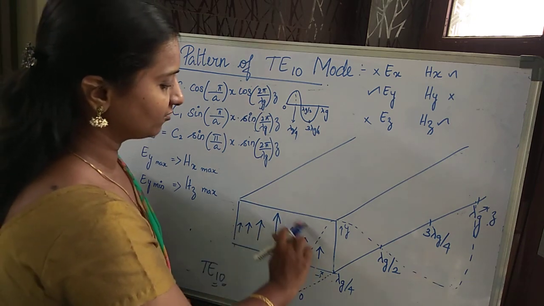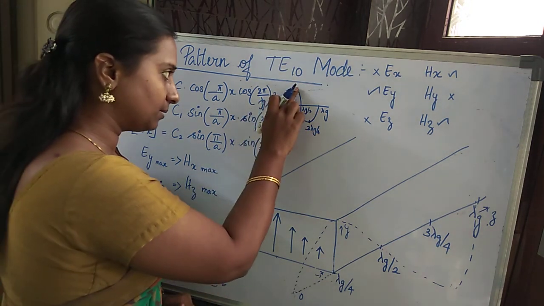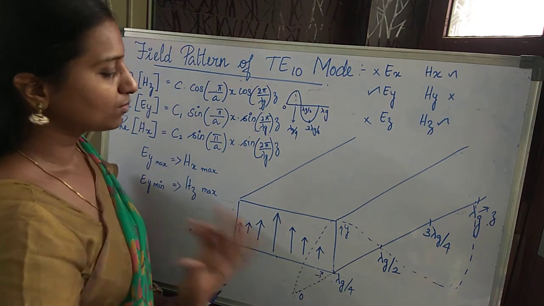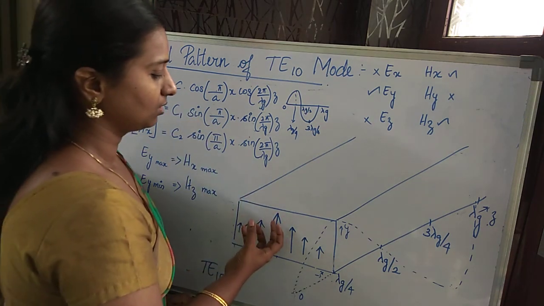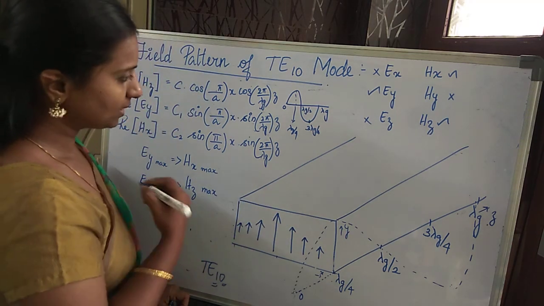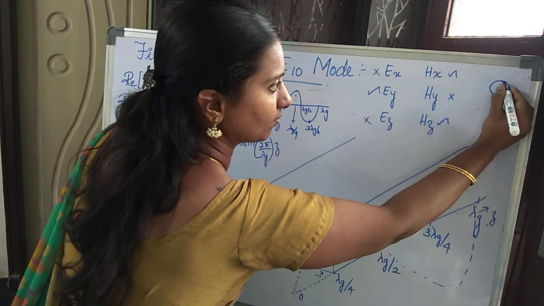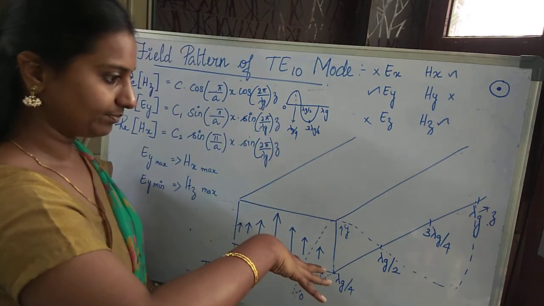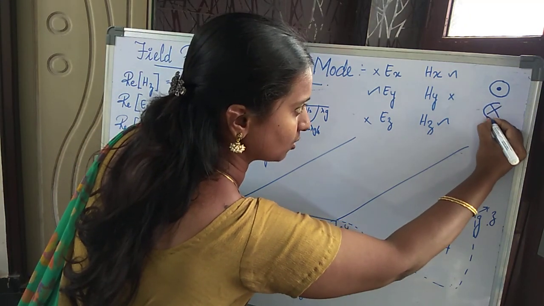So I have one half wavelength along the A dimension, and I can see that I'm taking the peak value at lambda g by 4. Now you should also assume that whenever a wave is coming towards you, from the top view, the wave is coming towards me, right? So when the wave is coming towards us, the representation is a dot. And whenever the wave is going away from the viewer, then the representation is a cross.